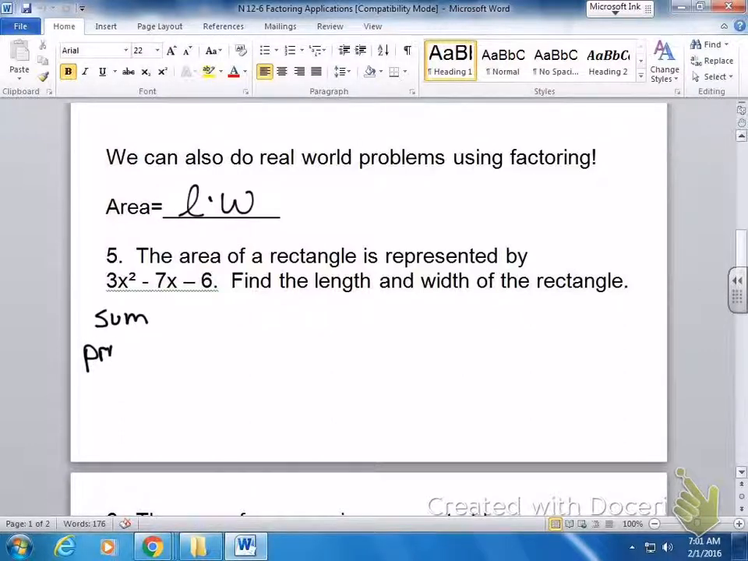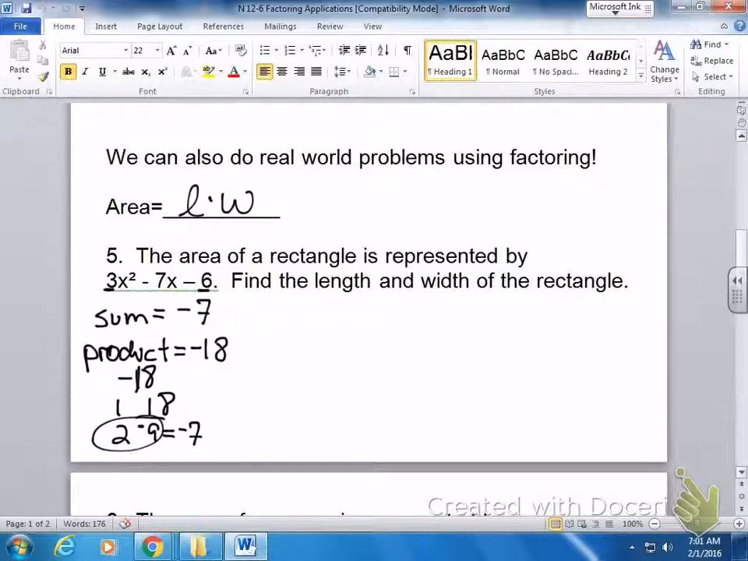So I'm going to look at our equation first. The sum's going to be negative 7, the b value. The product is a times c. In this case, 3 times negative 6 is negative 18. So I'm going to break apart negative 18. 1 and 18, no combination of those are ever going to give us what we want in the negative 7. 2 and 9, though, kind of look like a possibility. One of them has to be negative, and we need it to be negative 7. So I'm going to try 2 plus negative 9, and that looks like that's what we want.